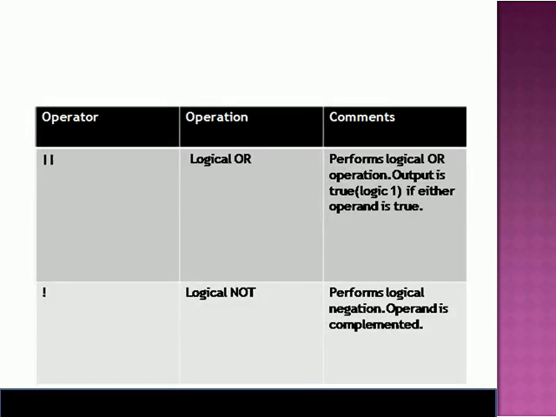The next is the OR operation, that is logical OR operation. It is used to perform logical OR operation between two operands. If one of the operands is 1, then output will be 1, otherwise it is 0. Next is the NOT operation, that is logical NOT operation. It performs logical negation, that is it is used to get the complement of that operand.